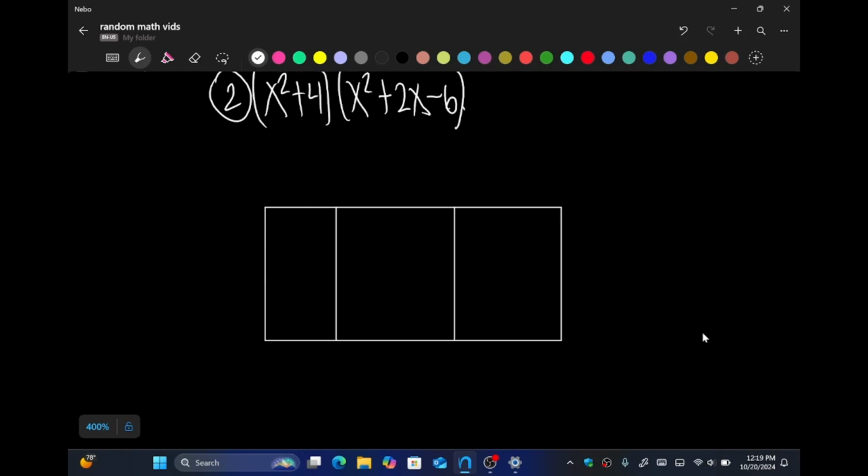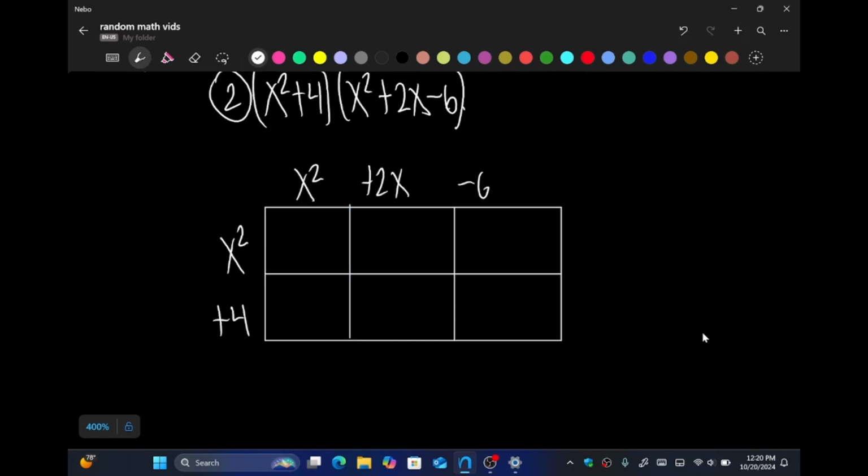So give me a second, guys. Here we're going to put x squared plus 4, and then here's going to go x squared plus 2x minus 6, right? So again, we're going to multiply these two and get x to the 4th.